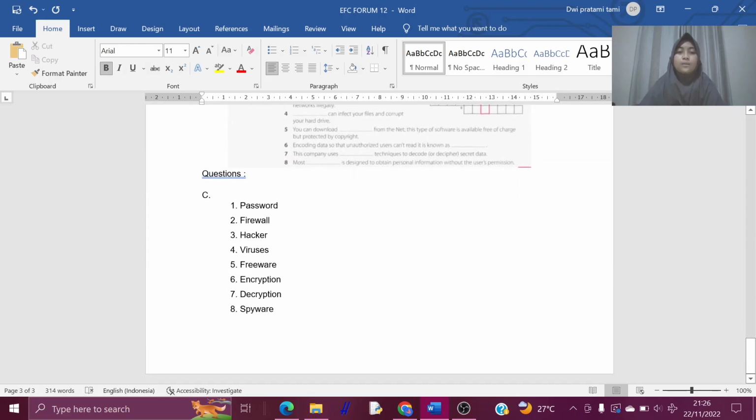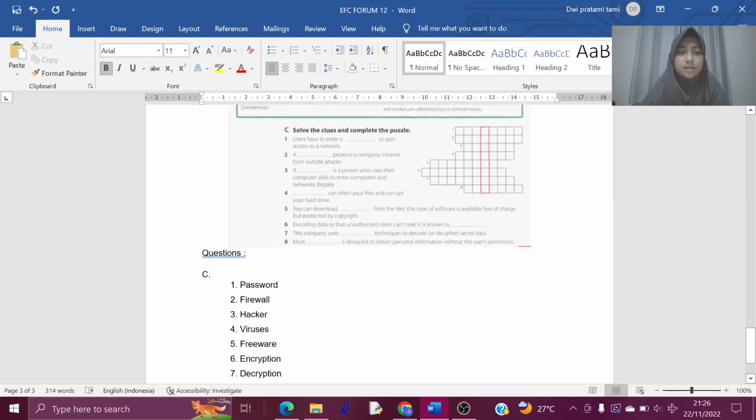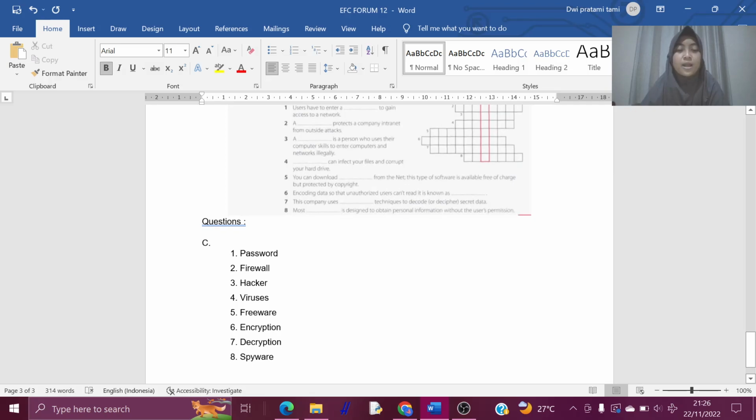Chapter C. Number 1, password. Number 2, firewall. Number 3, hacker. Number 4, virus. Number 5, freeware. Number 6, encryption. Number 7, decryption. Number 8, spyware.